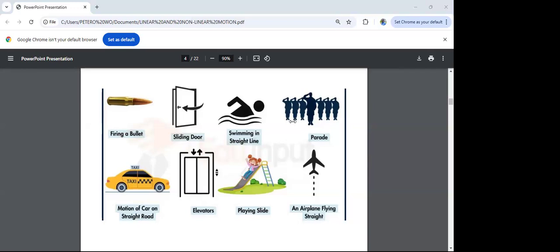Yes, Erina? Rebecca? Yes, sir. According to me, all these objects here are moving in a particular direction, or in a straight line. Okay, all of them are moving in a straight line. Any other hand? Yes, Patricia.